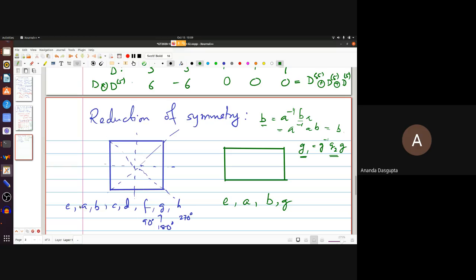In this example, A and B were in a class, C and D were in a class, but the two were not in the same class. Why was that the case? Geometrically? You could of course say mathematically, because I couldn't find a G such that A is G inverse CG. That's correct. But what is the geometrical reasoning that would tell you that AB and CD have to be different?